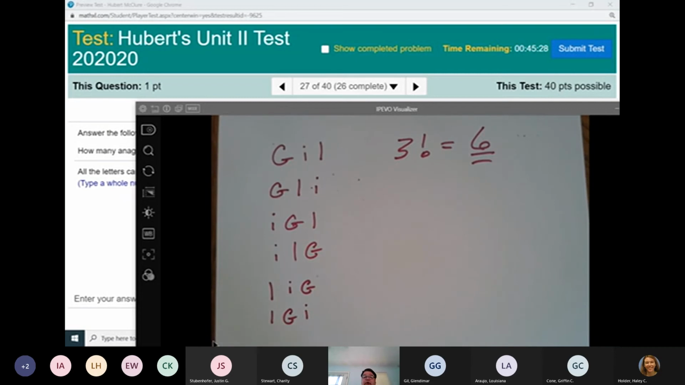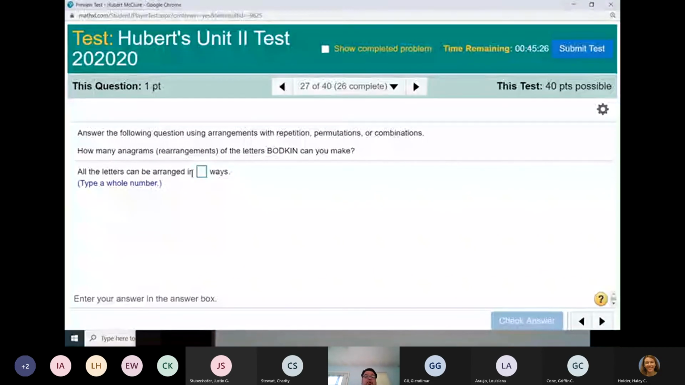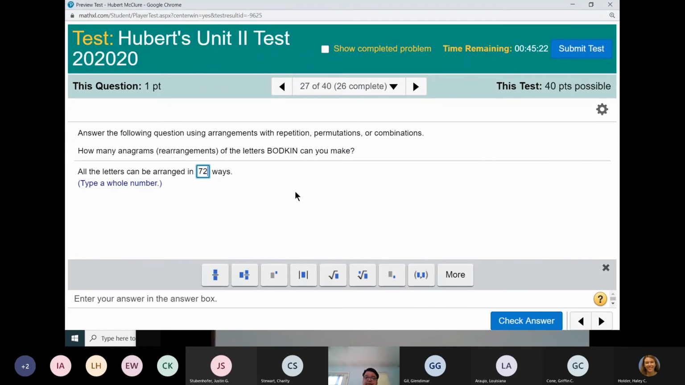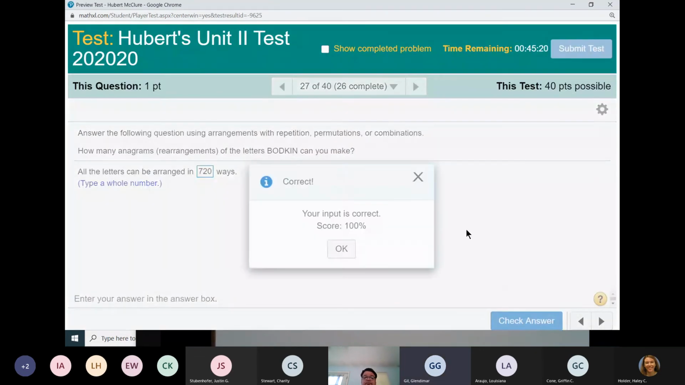Okay, so what would be this one? 6 factorial, which we already said is 720, right? Yes.